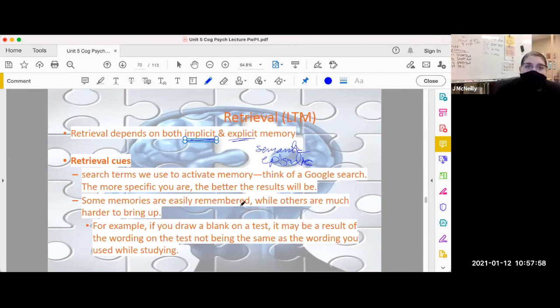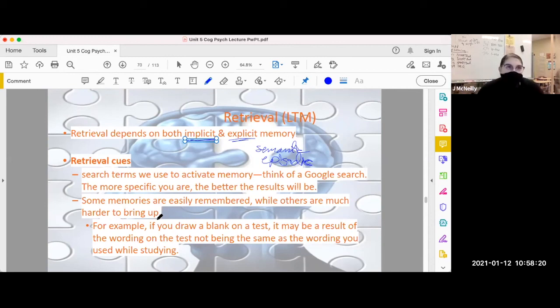Okay. Some memories are more easily remembered. Maybe they've been rehearsed more, or they have more of an emotional tie, where others may be more difficult to bring up. And that could be because of the lack of encoding, the lack of paying attention. Remember that the first step in encoding is you have to pay attention to something.